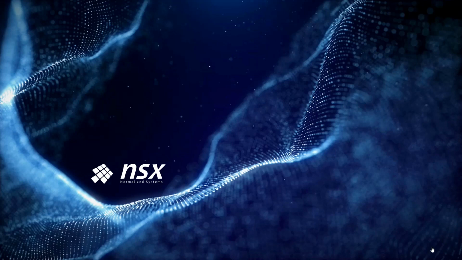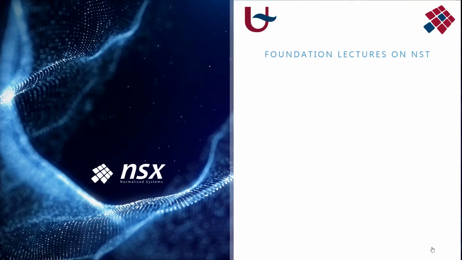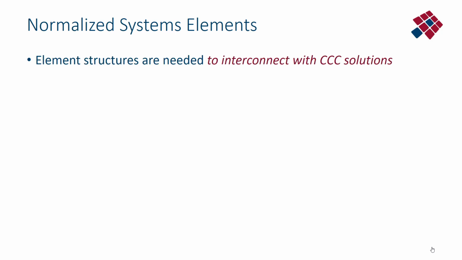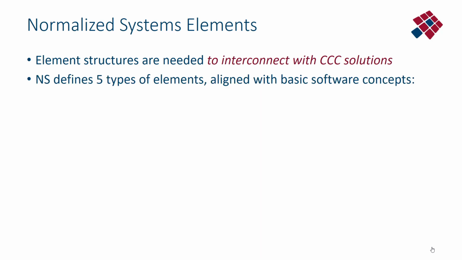My name is Herwig Mannaert, and in this fifth part we go into more detail into the various dimensions or degrees of freedom of variability and evolvability in software systems. We have seen in the previous parts that we need element structures, that we need to transform functional entities into element structures that interconnect with the cross-cutting concern solutions.